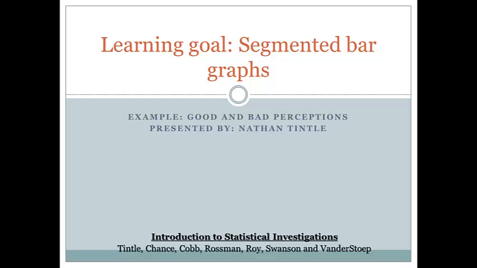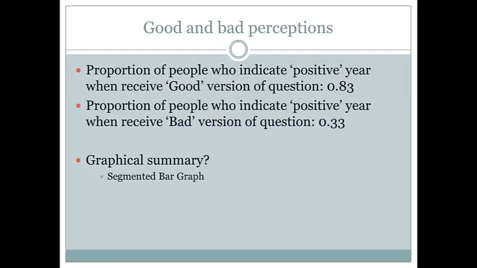In this Learning Goal video, we will talk about segmented bar graphs using the good and bad perceptions dataset. The proportion of people who indicate having had a positive year when receiving the good version of the question was 0.83. The corresponding proportion for people who received the bad version of the question was 0.33.